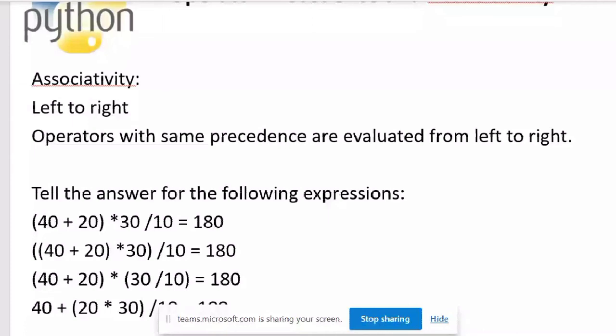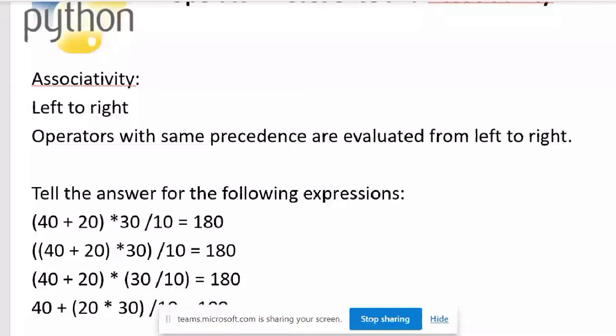What is that? Second one, division. 30 by 10 is a division. Yeah, 30 by 10, that is 3, obviously. So 60 into 3 is 180, multiplication. Very good.